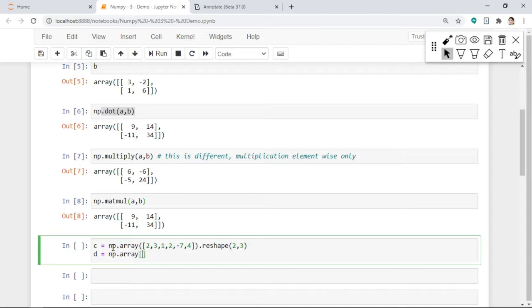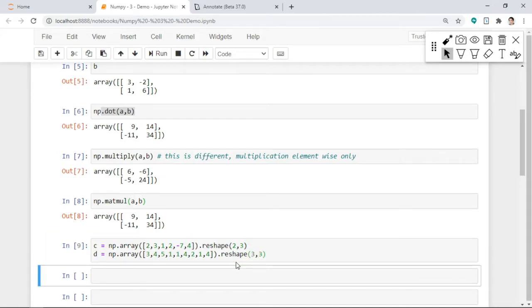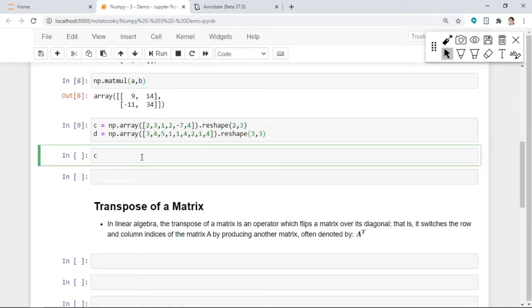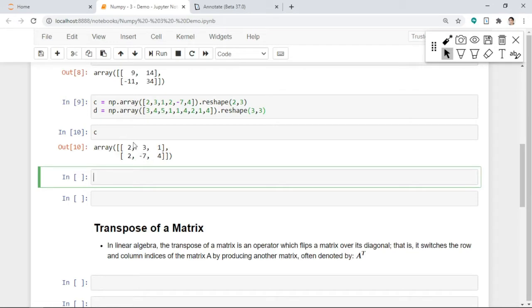So let's create a 3 by 3 array here: 3, 4, 5, 1, 1, 4, 2, 1, 4. So this is a 3 by 3 array, when we reshape this one, 3 by 3. Shift enter. So let's see. This is C: 2, 3, 1, 2, -7, 4. This is D.